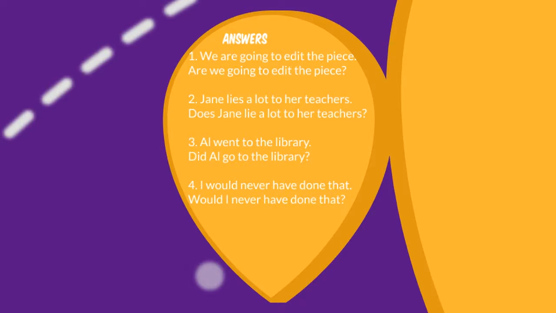In 3, the verb is went. Went is the past tense of to go and is a normal verb. So we need to use did here. Did Al go to the library? And in the last one, we have would, and would is a special verb. And that means we invert subject and verb. Would I never have done that?